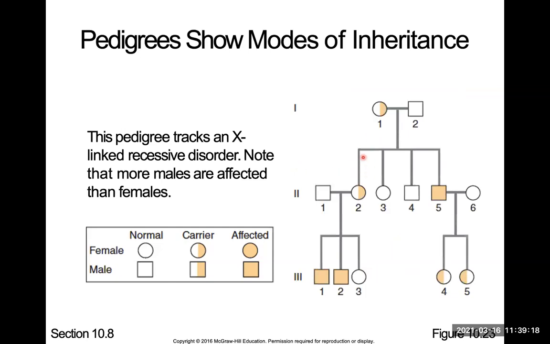This one is showing that it can also track down X-linked recessive disorders. And X-linked recessive disorders, I think I said it multiple times already, more males are affected than females. So you have more males that are affected. Again, the reason is they don't have a backup X chromosome. They only have one X chromosome. Females have two X chromosomes. For them to be affected, both of the X chromosomes need to be affected or mutated.